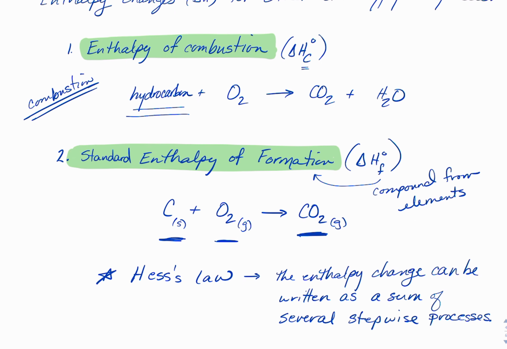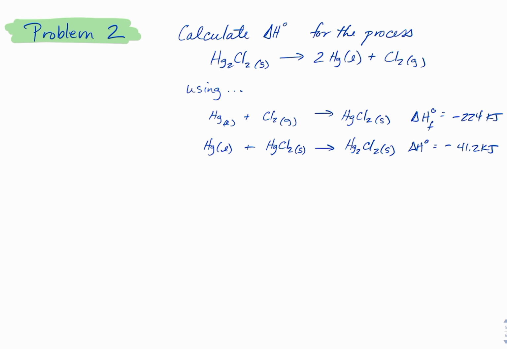I keep erasing rather than highlighting, so here we go. Highlighting Hess's law. Hess's law is really neat because it states that the enthalpy change can be written as a sum of several stepwise processes, which means I can take the enthalpy of formations and other chemical reactions, and I can add all these chemical reactions together to sum up a brand new chemical reaction that maybe you couldn't find in a table somewhere. So let's do an example of that.